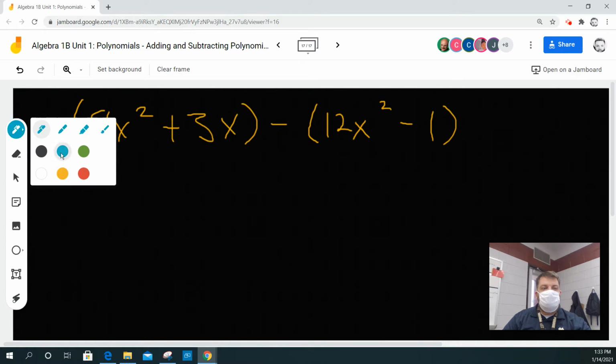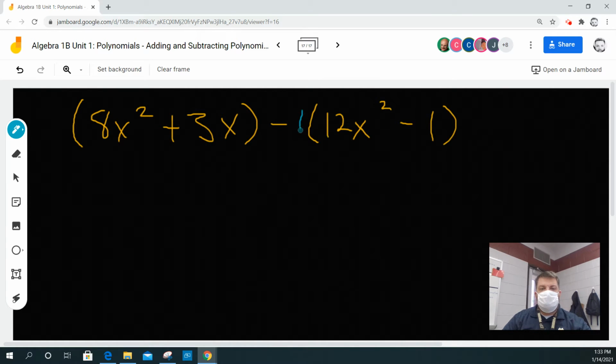So remember this negative 1, what we're going to do is we've got to distribute that through the parentheses. So negative 1 times 12x squared becomes a negative 12x squared. And then negative 1 times negative 1 just becomes positive 1. And then over here, I've got an 8x squared plus a 3x.